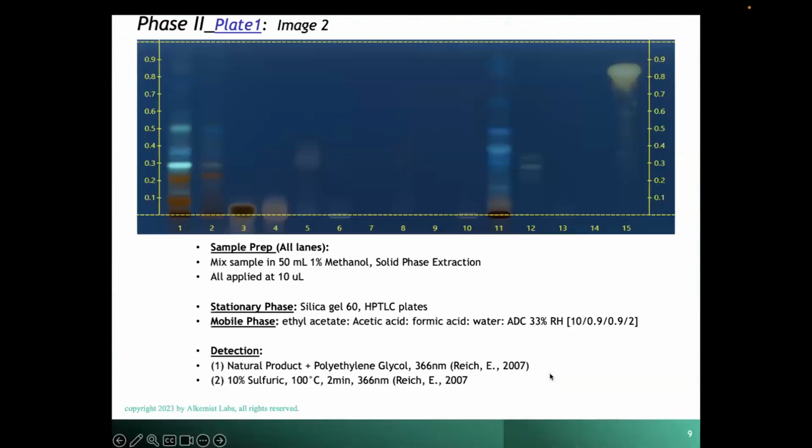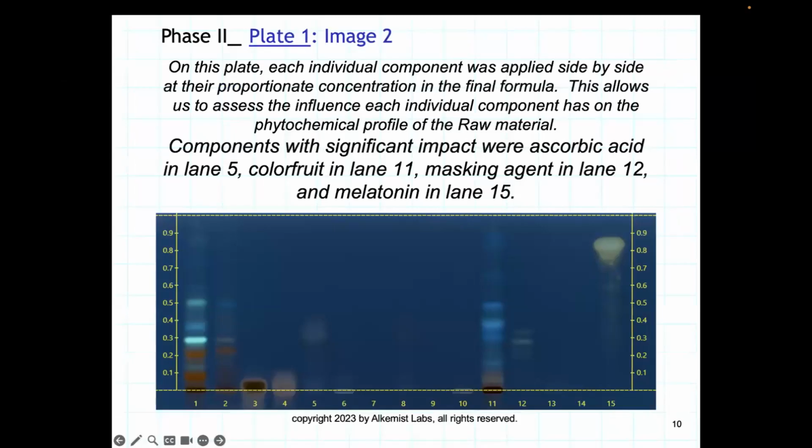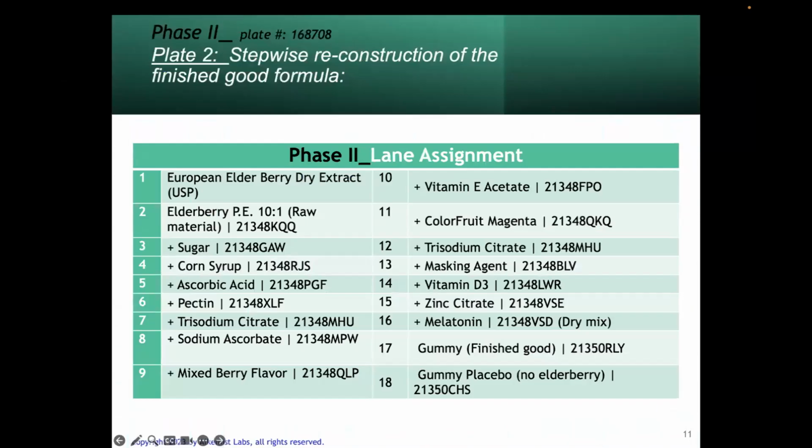It didn't really provide us very much additional information. Now, what we did at this point, now I'm not able to see what, oh, there it is. Okay, so this is phase 2, plate 1, where we did simply a run. Let's see if I go to the next slide, you can see what we're looking at here.